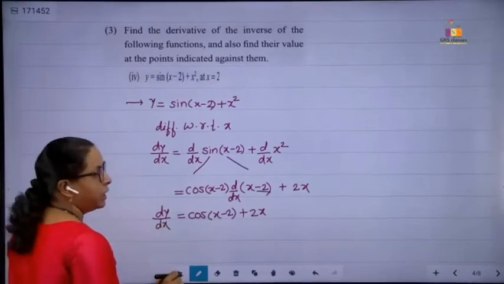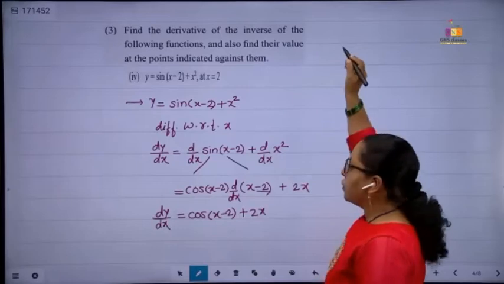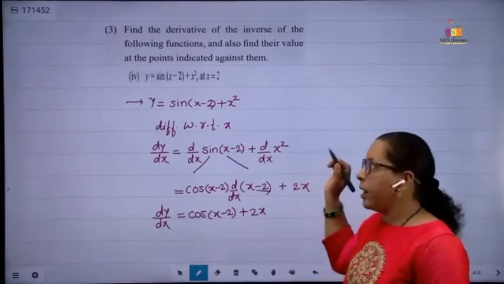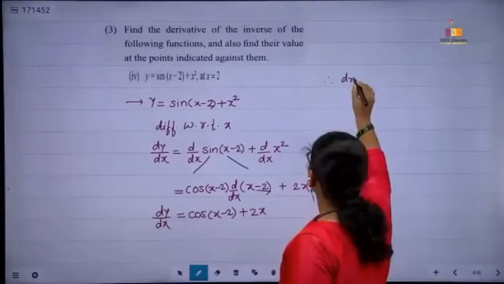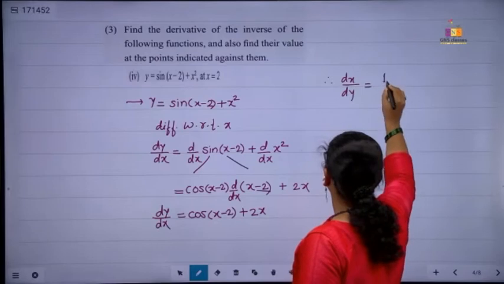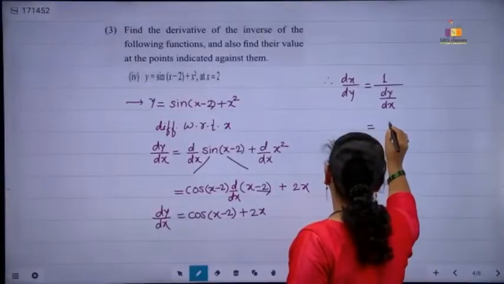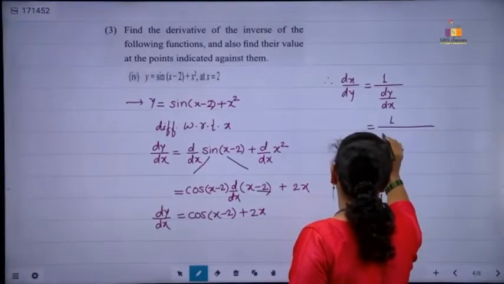But we have to find derivative of inverse function. That means we have to find dx by dy. Therefore, dx by dy is equal to 1 upon dy by dx. Now substitute the value of dy by dx here.